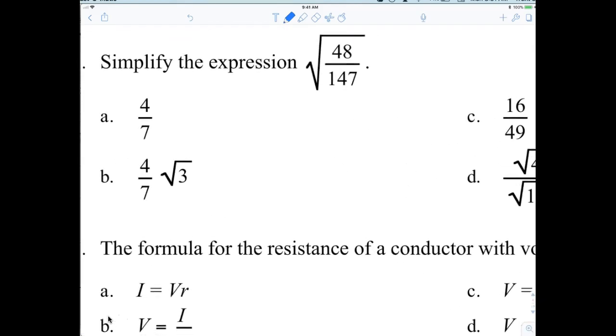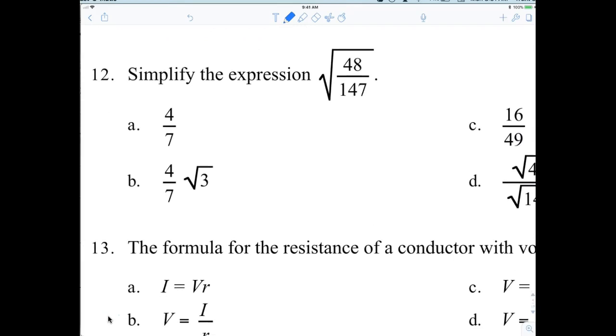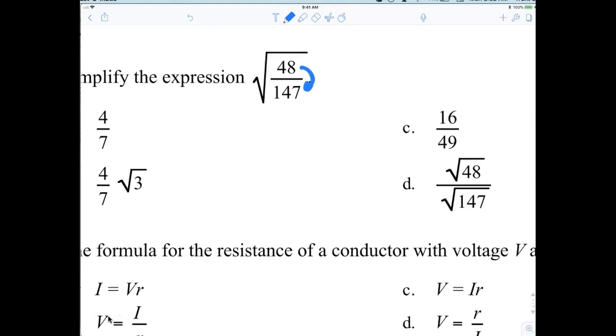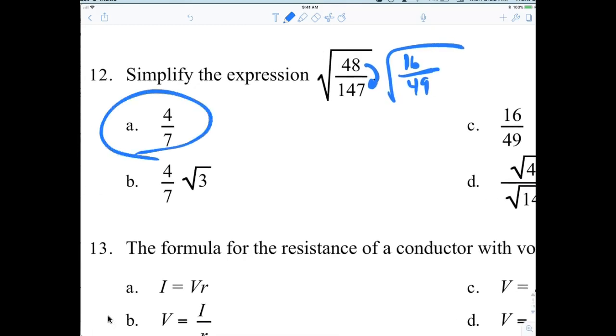All right, here we go, number 12. Now, breaking down square roots. First of all, I would see if they can reduce. So 48 and 147 are both divisible by 3. So 48 divided by 3 is 16. And 147 divided by 3, yes, is 49. So now the square root of 16 is what? 4. Square root of 49 is 7. Therefore, the answer is A.